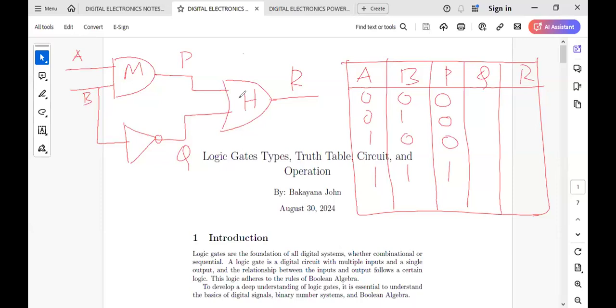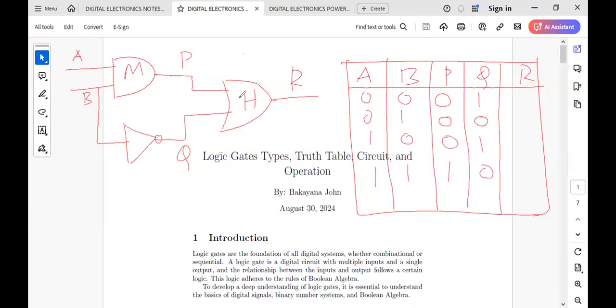Now, what is going to be Q? You see that Q branches off from the input B, meaning that Q inverts the input from B. If B is a 0, Q is a 1. If B is a 1, Q is a 0. If B is a 0, Q is a 1. And if B is a 1, Q is a 0.